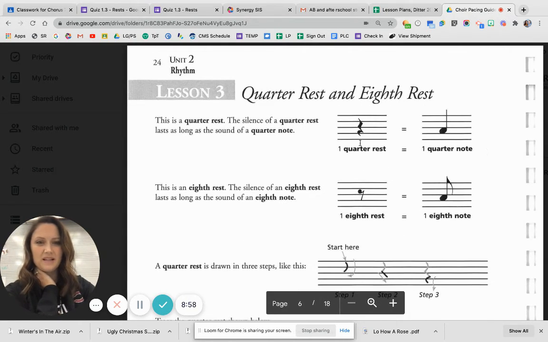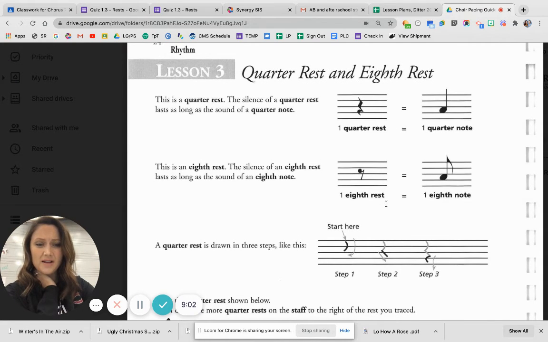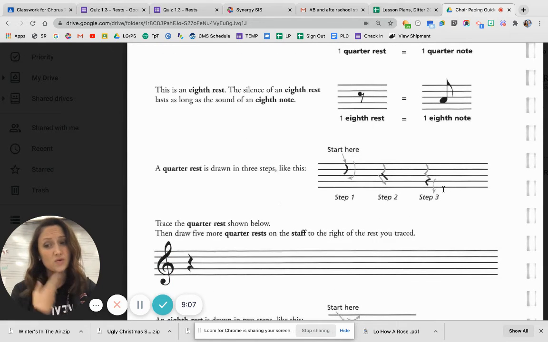We're almost done. Let's study the quarter rest. It is equal to the quarter note. Here's the 8th rest. It is equal to the 8th note. Now, they have a way for you to practice drawing this. So this is important to learn to draw.